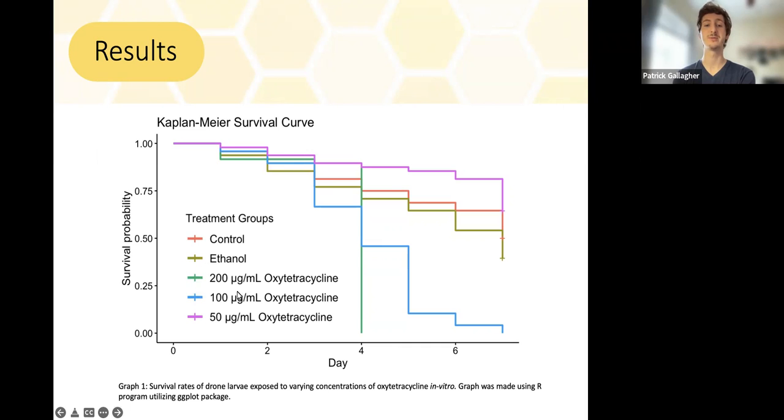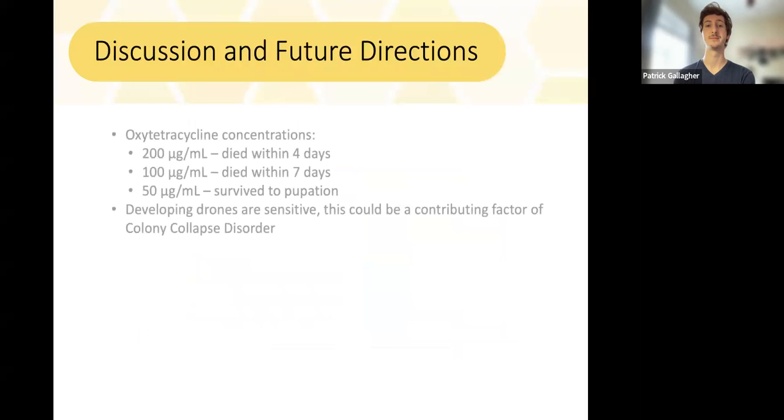The 200 micrograms per milliliter, which is our estimated one treatment of the field dose, those larvae died within 4 days of exposure. 100 micrograms per milliliter treatment group died within 7 days of exposure. And finally, 50 micrograms per milliliter treatment group survived until pupation, but there may be sublethal effects that we could not see in this experiment.